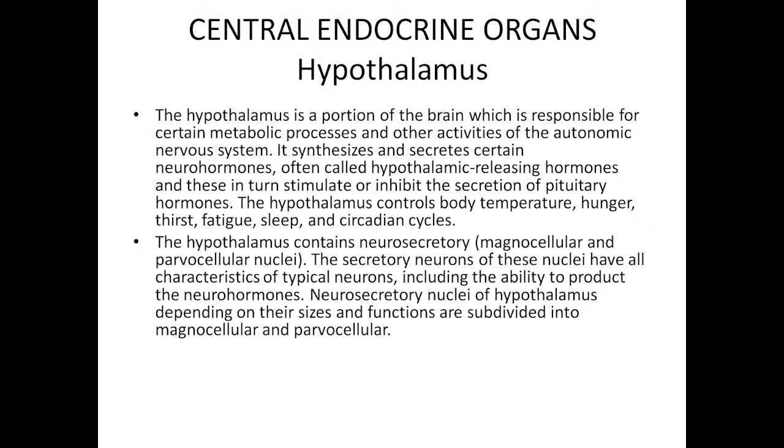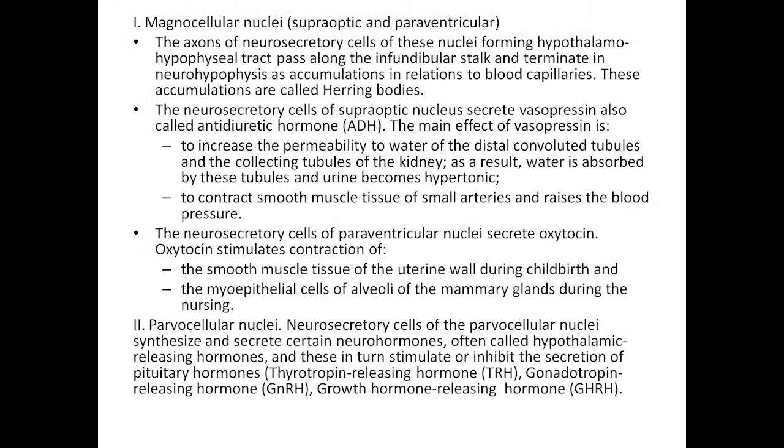Neurosecretory nuclei of the hypothalamus, depending on their sizes and functions, are subdivided into magnocellular and parvocellular. Magnocellular nuclei: supraoptic and paraventricular. The axons of neurosecretory cells of these nuclei, forming the hypothalamo-hypophyseal tract, pass along the infundibular stalk and terminate in the neurohypophysis as accumulations, from which the hormones are released to blood capillaries. These accumulations are called Herring bodies.